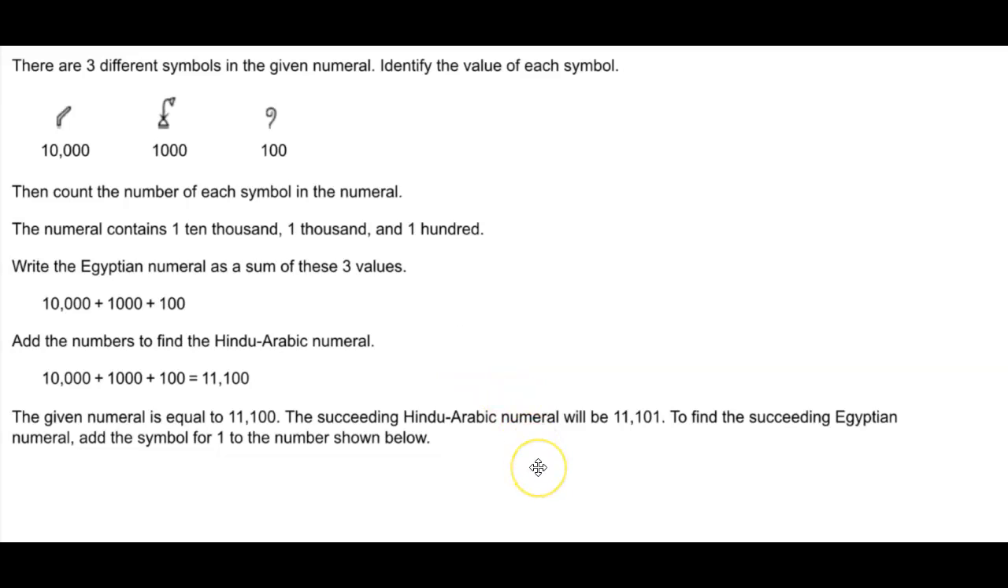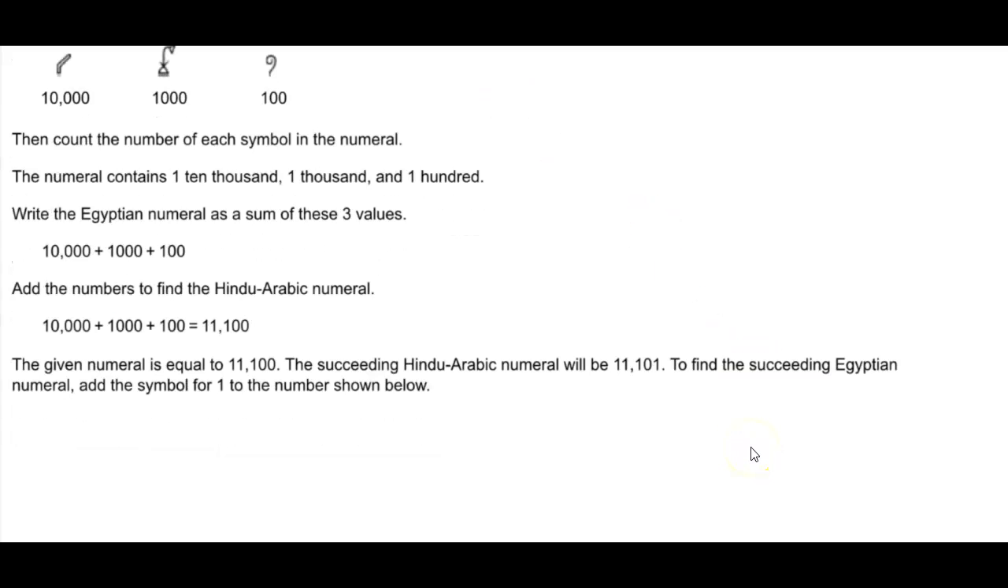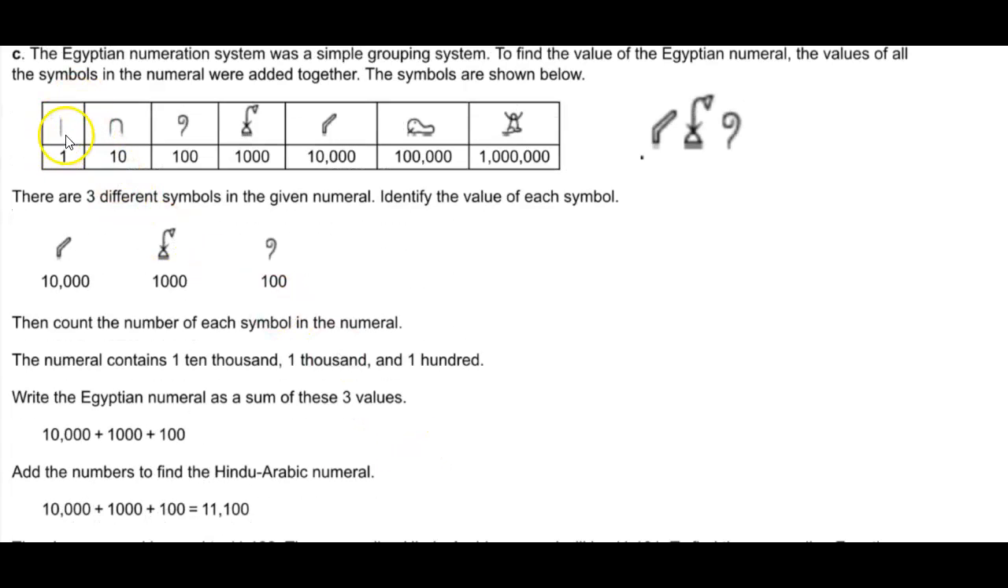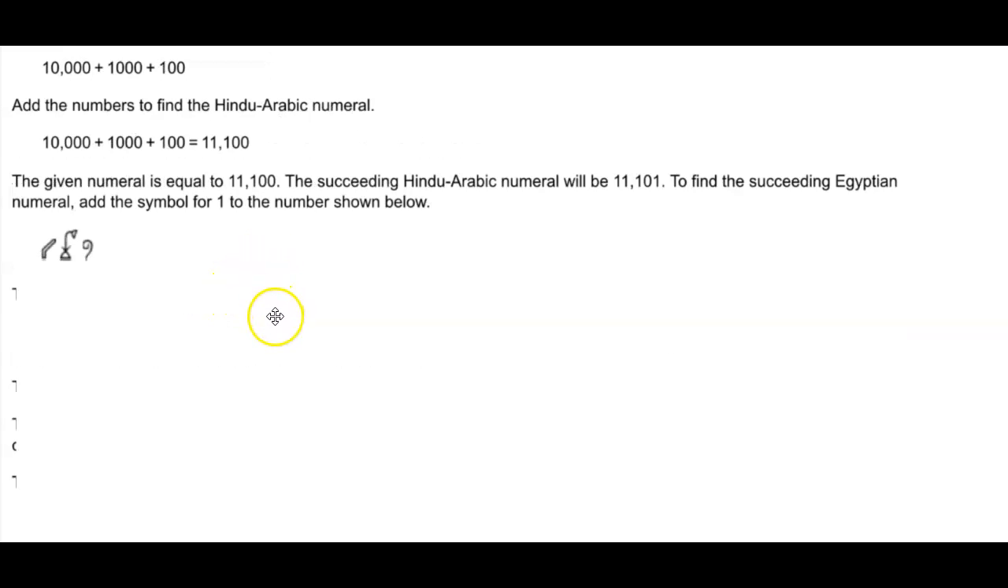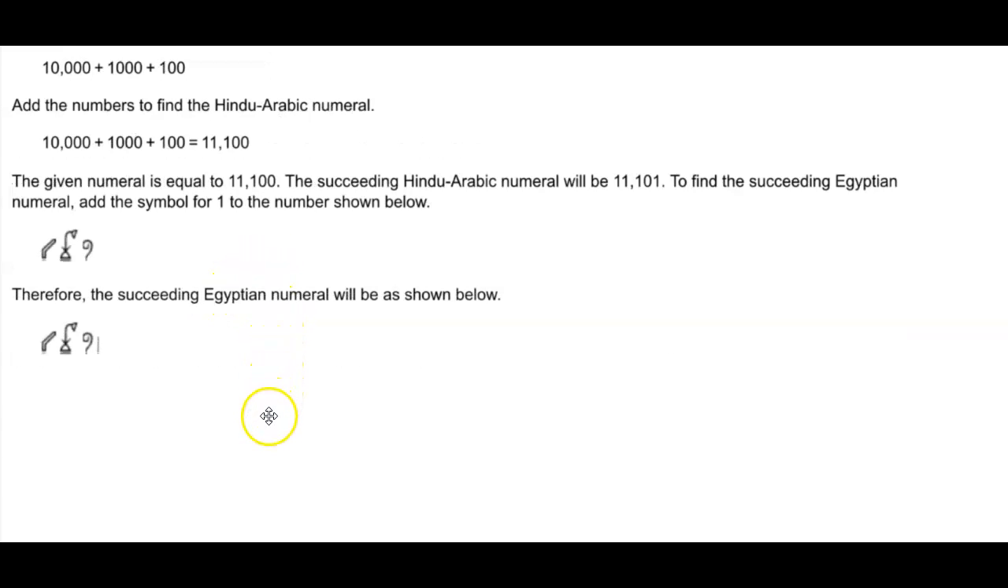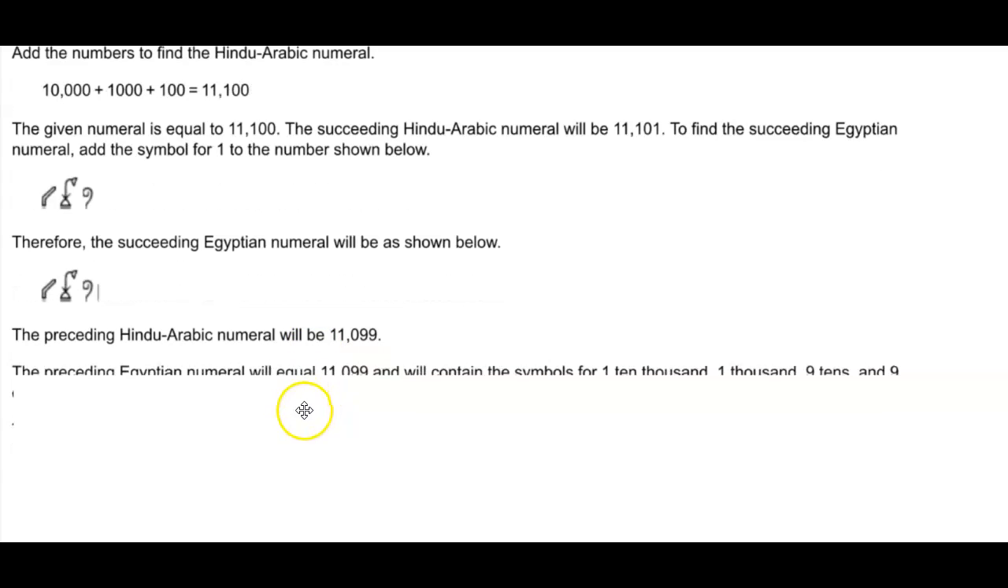The succeeding Hindu Arabic numeral will be 11,101. And so to find the succeeding Egyptian numeral, we add the symbol for 1 to the numeral shown below. Well, the symbol for 1 is right here. So therefore, we're going to add the symbol to that numeral to then get the succeeding Egyptian numeral. Now the preceding Hindu Arabic numeral will be the following number, 11,099.